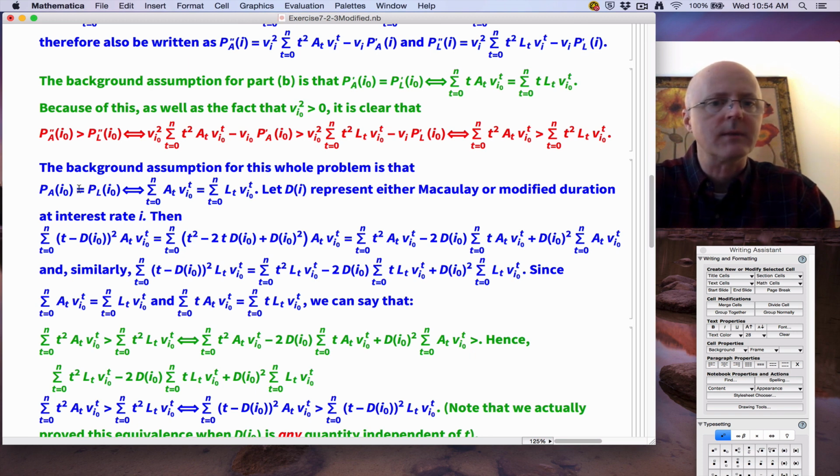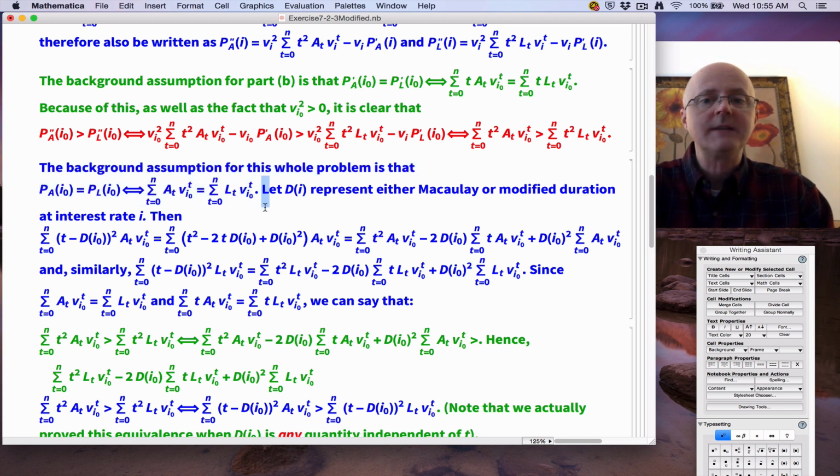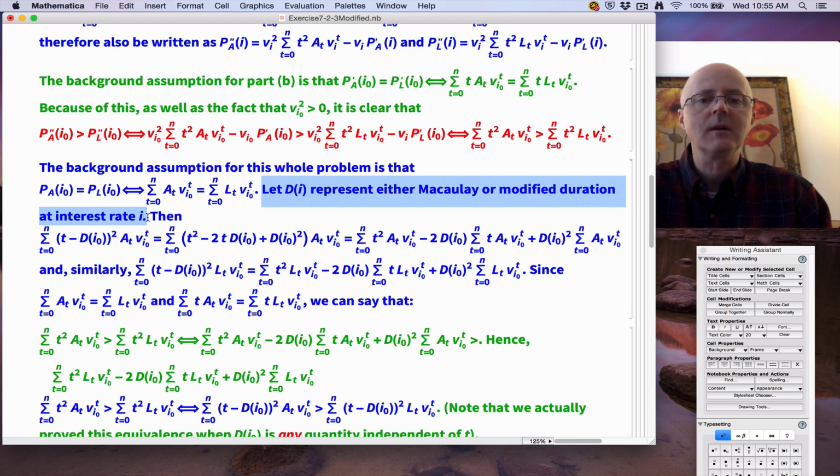Let's see here, what am I doing here? The background assumption for this whole problem is, again, that the present values are equal. I haven't used that here in part B yet. Let D^i represent Macaulay or modified duration. I'm just going to do a calculation here first. And again, actually, D^i could be anything independent of t. It doesn't actually have to be Macaulay duration or modified duration, but pretend it is.